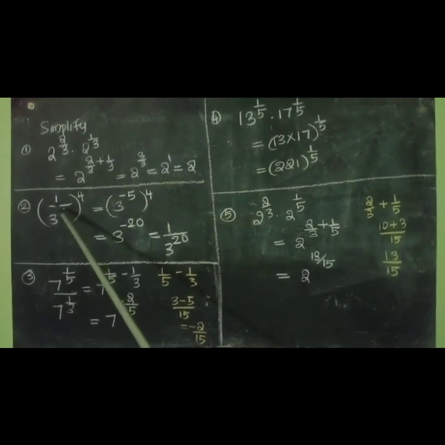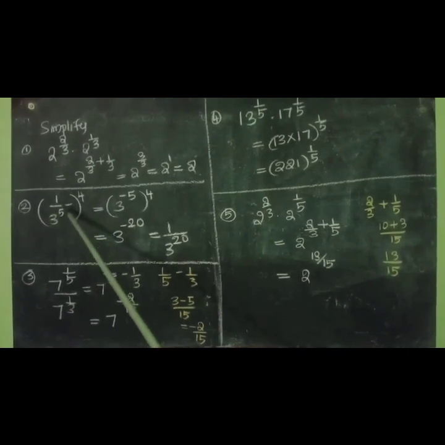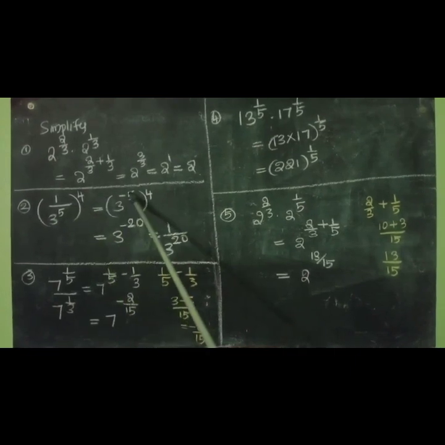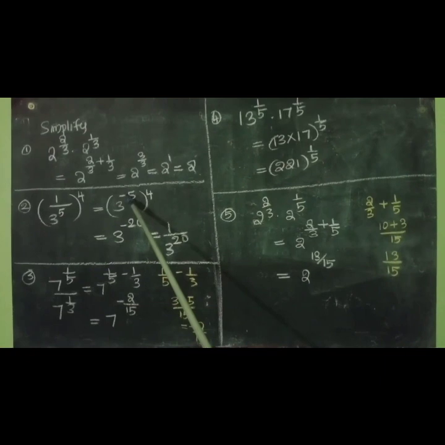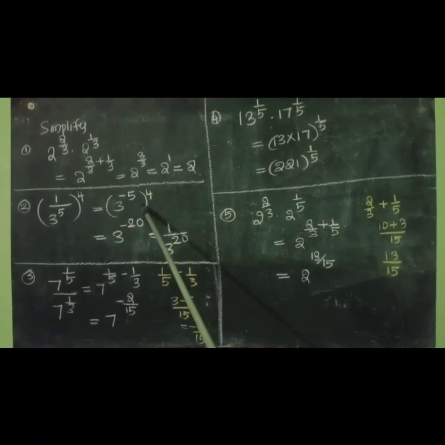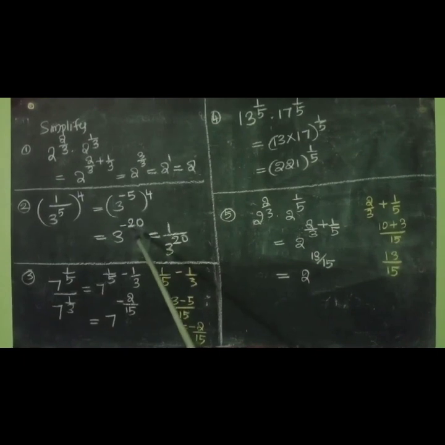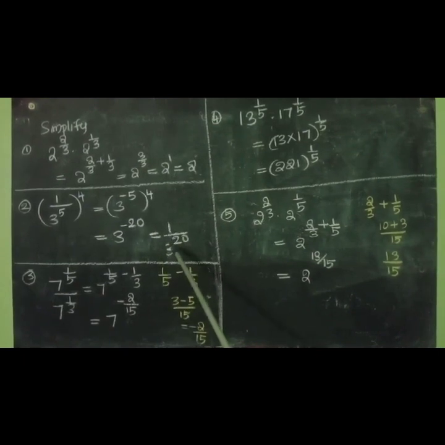Second question, 1 by 3 raised to 5 whole raised to 4. First we can change this one. The law 1 by a raised to m equal to a raised to minus m. So 1 by 3 raised to 5 equal to 3 raised to minus 5 whole raised to 4. Then next law, a raised to m whole raised to n equal to a raised to mn. So this is equal to 3 raised to minus 20. Again we can change that to negative sign. So that is equal to 1 by 3 raised to 20.